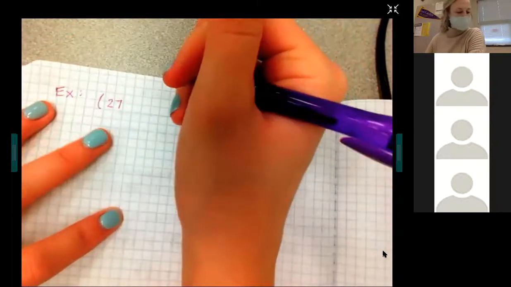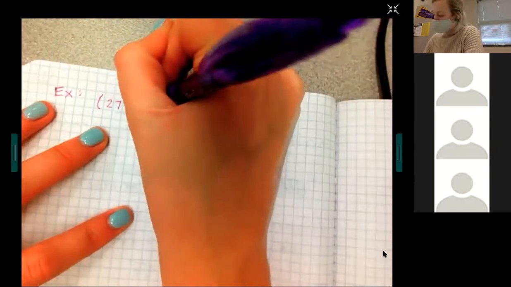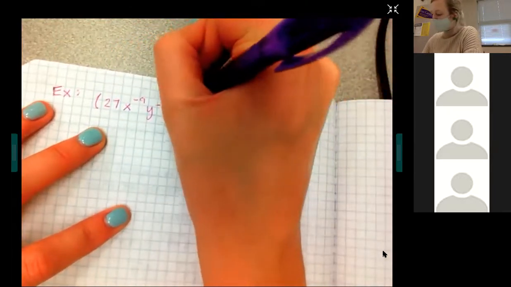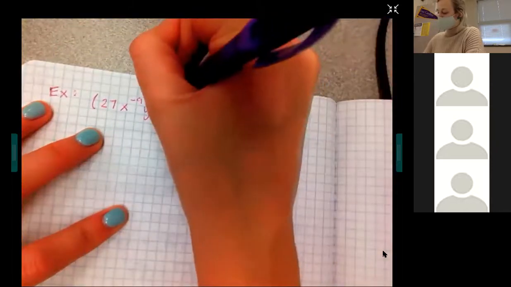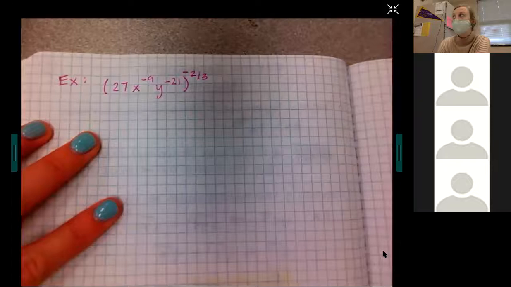So 27 x to the negative 9th, y to the negative 21st. And I'm actually going to help y'all set it up because I want to show you the second way you could do these.